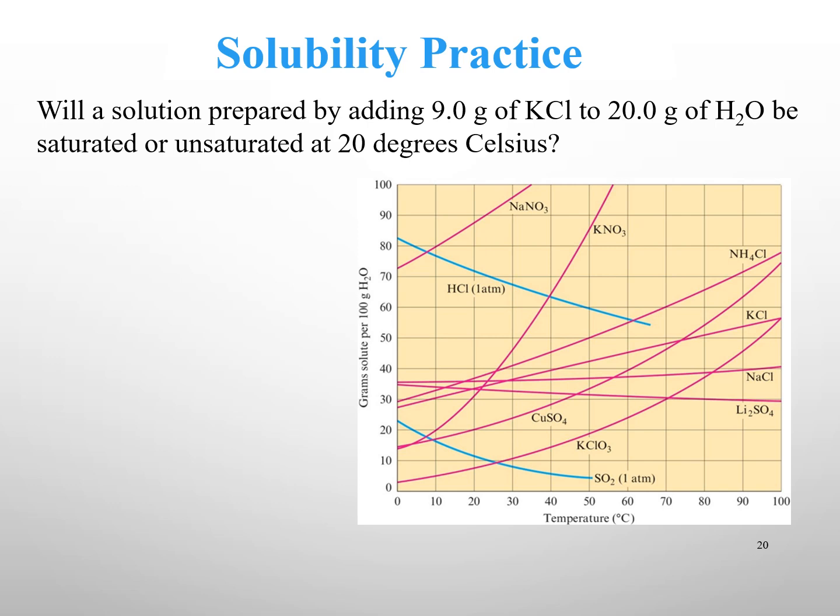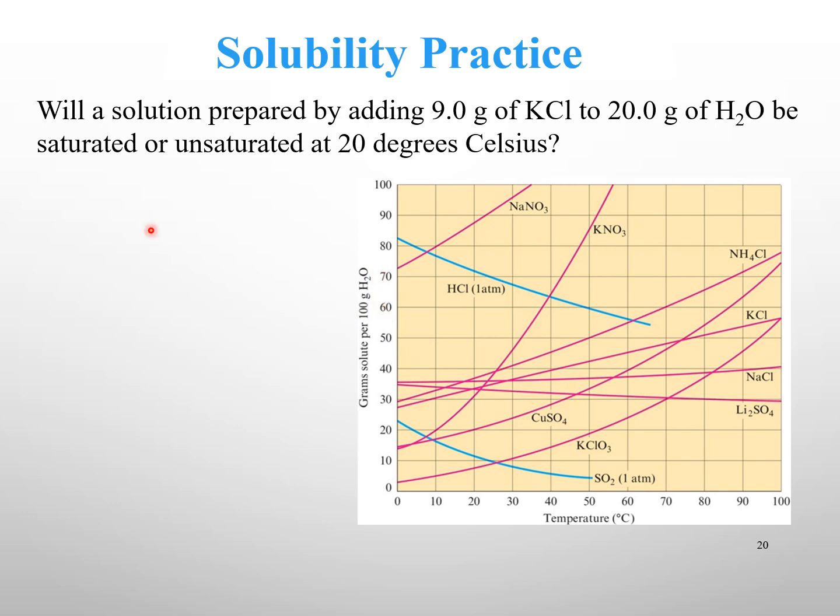So let's practice looking at solubility. Will a solution prepared by adding 9 grams of KCl to 20 grams of water be saturated or unsaturated at 20 degrees Celsius? So then we have to look at KCl at 20 degrees. So 20 degrees right here for KCl, let's kind of backtrack. KCl, and then we hit 20 degrees. It's somewhere around here. I would say around 34 grams of KCl per 100 grams of water.